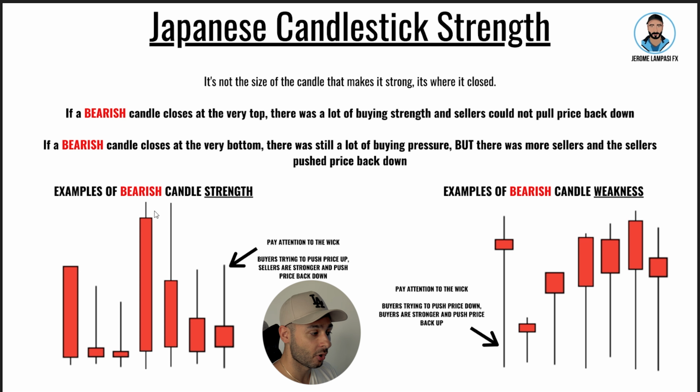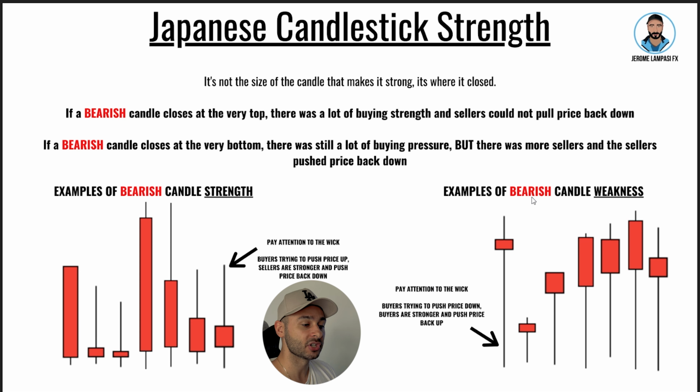So these are examples of strong bearish candle strength. Sellers are really in control in this scenario. Once again, pay attention to the wicks. Buyers try to push price up, but sellers are stronger and push price down. Sellers are in control. Look at the wicks to the upside. Buyers are trying to take control, but sellers keep winning the battle. Sellers keep defeating the buyers, pushing price down. Once again, that tells us sellers, the bears, are in control of the market.